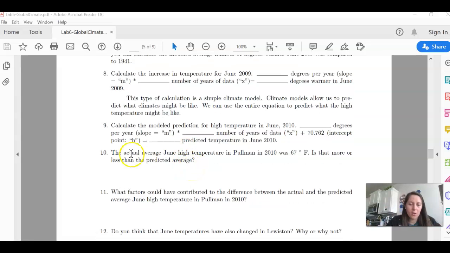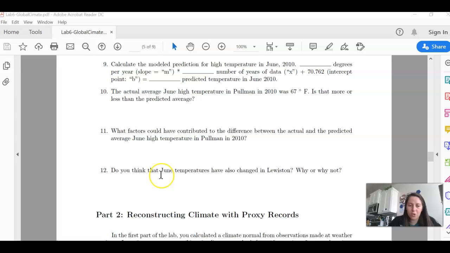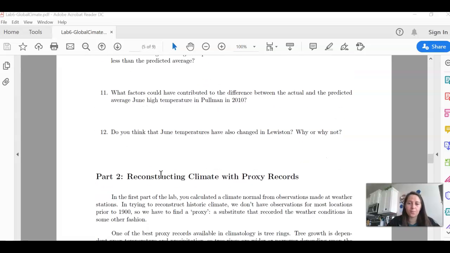Okay? Now, the actual average June high temperature in Pullman in 2010 was 67 degrees Fahrenheit. Is that more or less than the predicted average? By the predicted average, they mean the number that you got here in number 9. Alright, based on that, you'll be able to answer the last few questions from part 1 relatively easily, so I'm going to go ahead and skip through those.